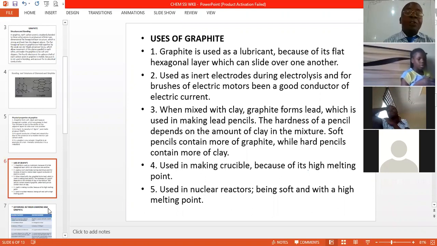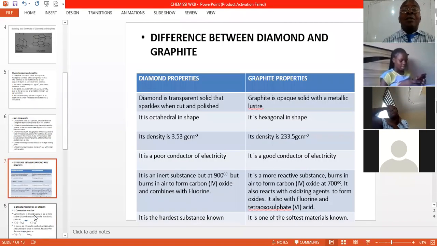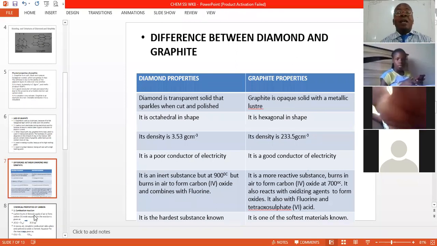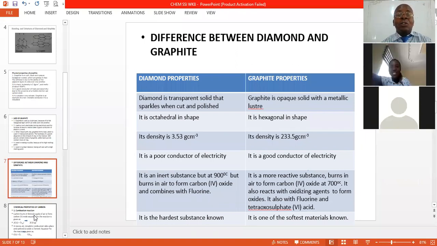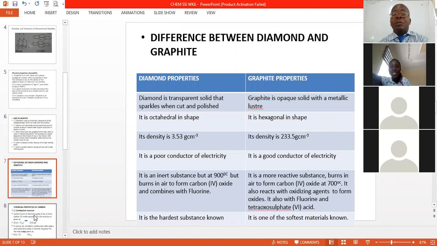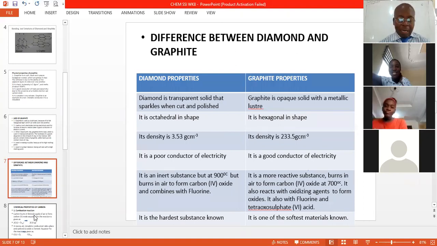All right. So we'll move on to the differences between diamond and graphite. Can you see the table? Yes, sir. Okay. Number one there says diamond is transparent, solid, that sparkles when cut and polished. On the right, you see graphite is opaque, solid with metallic luster. Number two, diamond has octahedral shape, while graphite has hexagonal shape.